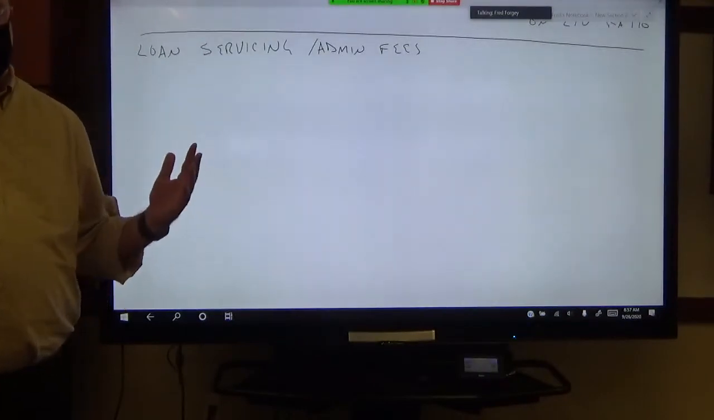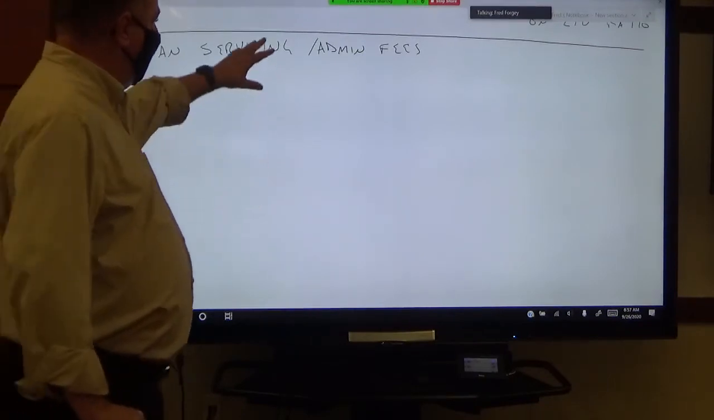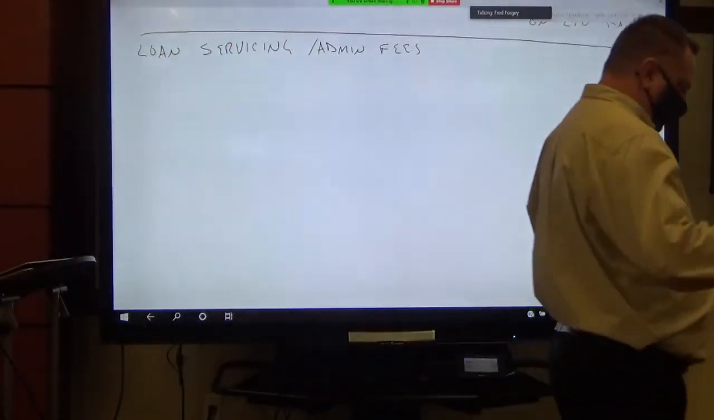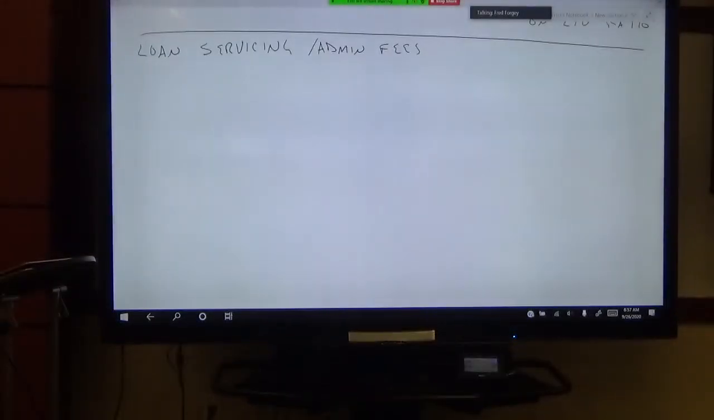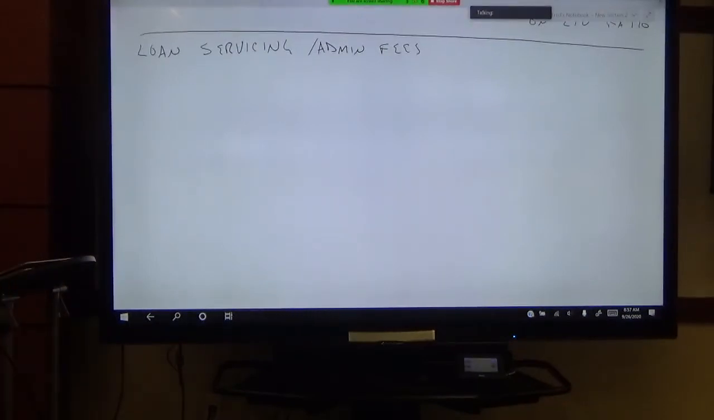Things have changed a little bit. Short-term borrowing is not as lucrative as what it once was. But a lot of these antiquated loan servicing processing fees still exist. So it is not uncommon for commercial loans to have a loan servicing fee of several hundred dollars a month.